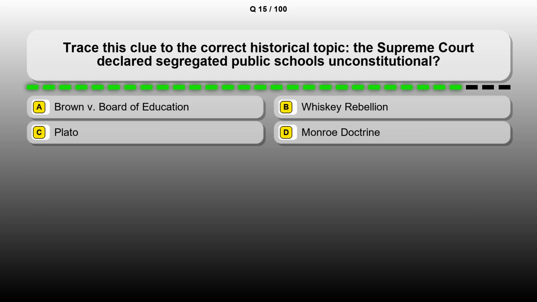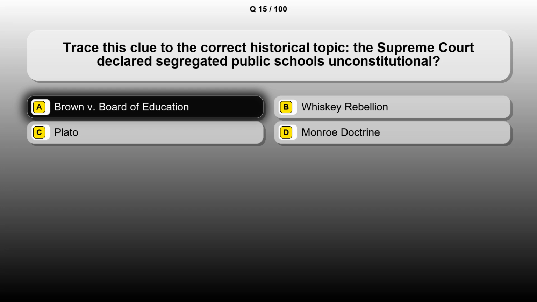Question 15. Trace this clue to the correct historical topic. The Supreme Court declared segregated public schools unconstitutional. Option A, Brown v. Board of Education. Option B, Whiskey Rebellion. Option C, Plato. Option D, Monroe Doctrine.